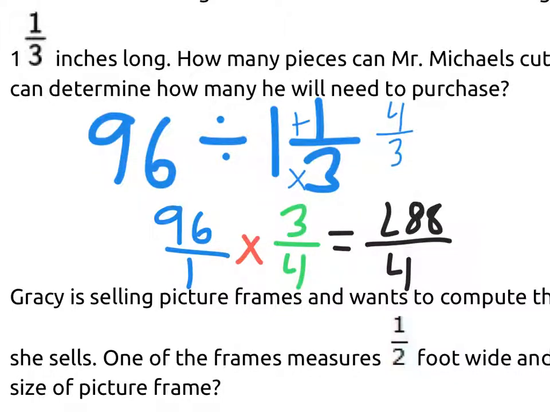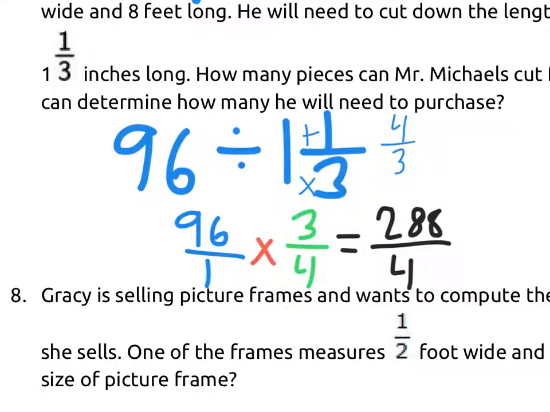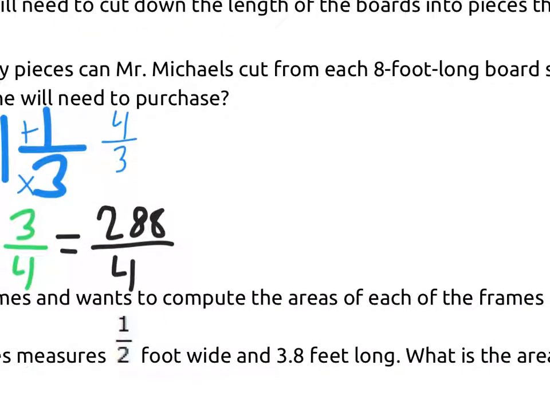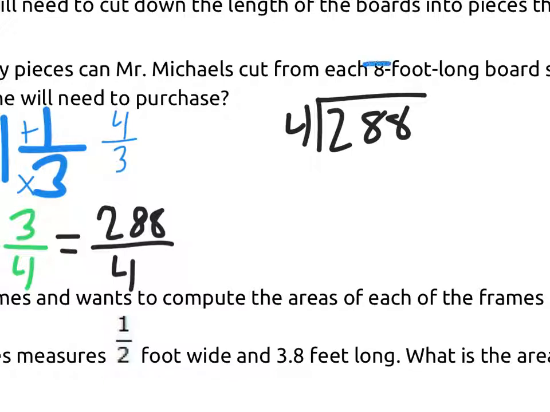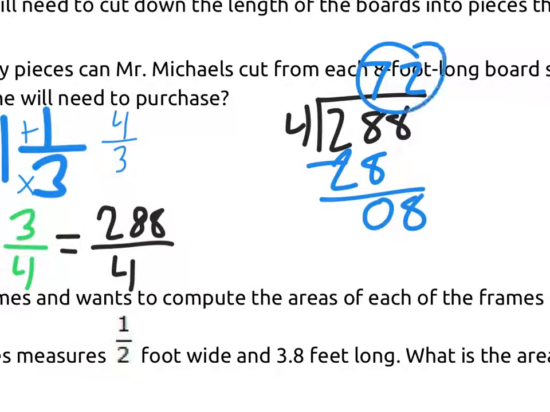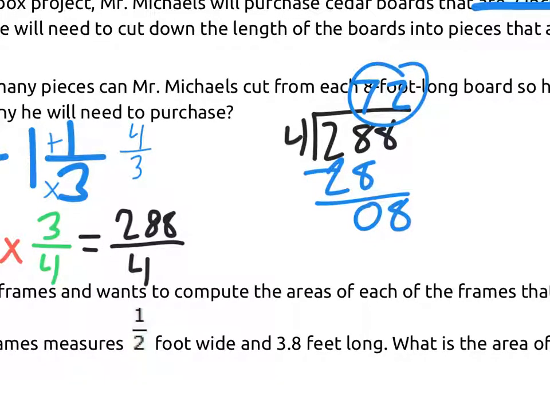It's really lousy looking. Let's see if I can fix that. So that's not a wrong answer, but we need to simplify this. So I'm going to do top in, bottom out. I'm going to see how many times I can go into 288. So I know that 4 can go into 28 7 times. Nothing left over. Got my 8 there, and then it can go in there 2 times. So we can make 72 pieces out of that board.